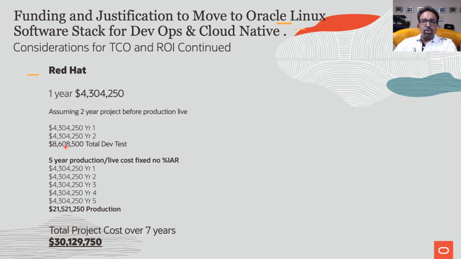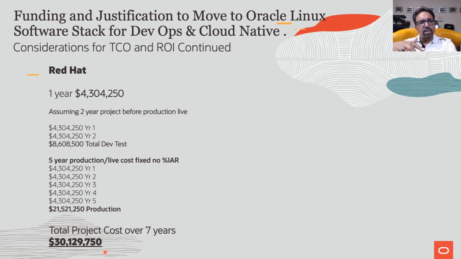So you're looking at 8.6 million in dev test and then 5 years of production. You continue on as long as everything's not grown, it's still the same. It's 21 million, 21.5 million in production. So the total project cost over 7 years is 30.129 million.